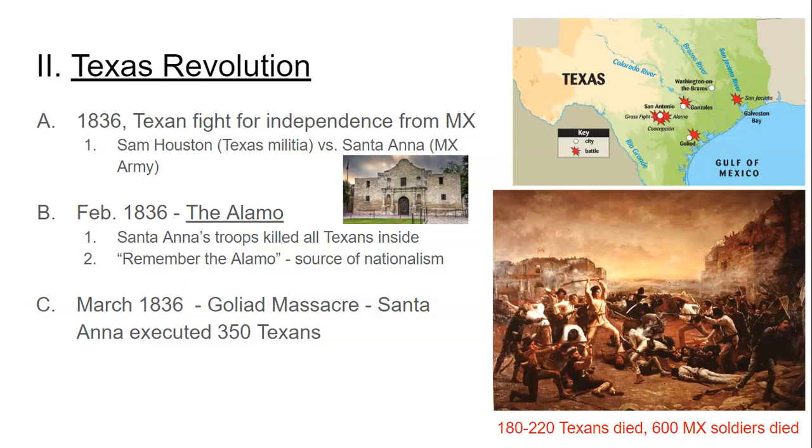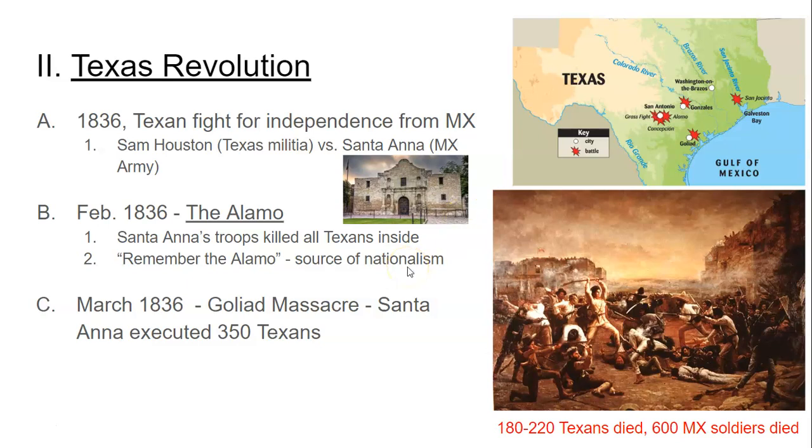The Texans inside put up a pretty big fight, but in the end, all about 200-ish of them were killed. But while they were fighting, they did kill 600 Mexican soldiers in the battle, and so Americans at the time kind of used this battle as a way to gather support for Texas independence, saying, yeah, everyone inside died, but they were able to take out a lot of the enemy during the fight. And so this famous battle cry called Remember the Alamo becomes a real source of nationalism and unity in America and helps to rally some of the support of Americans for the Texas fight for independence.